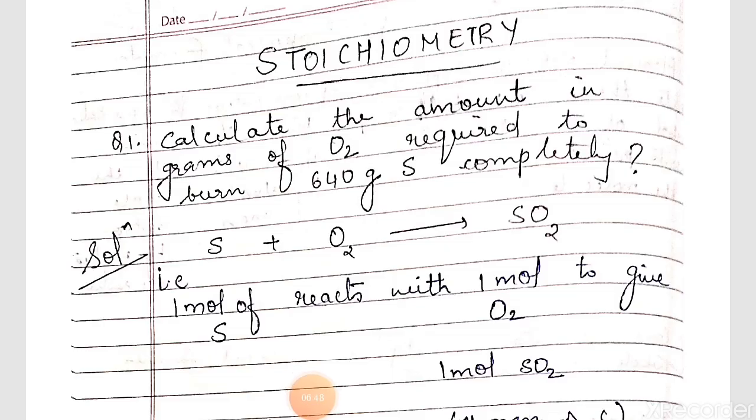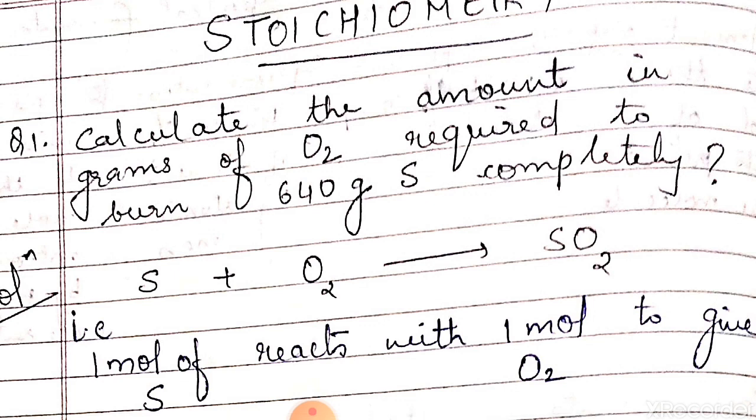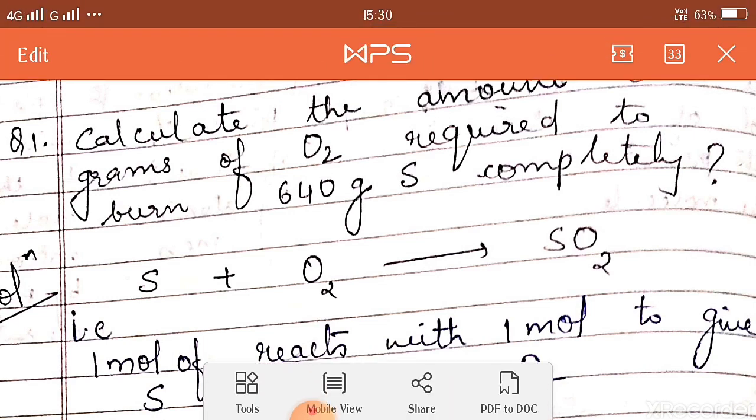Now we shall see another example. Calculate the amount in gram. So you need to find the amount in gram of what? Of O2 required to completely burn 640 gram of sulfur. So you have sulfur S completely burns, that is you require O2, and what do you get? SO2. So this is the equation. Is it balanced? Yes, it is balanced.